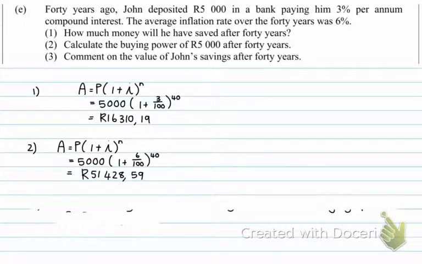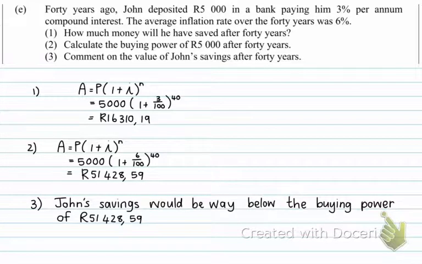At question number 3, they ask us to comment on the value of John's savings after 40 years. Guys, John's savings would be way below the buying power of that 51,428 rand and 59 cents. He will only have in the bank 16,310 rand.